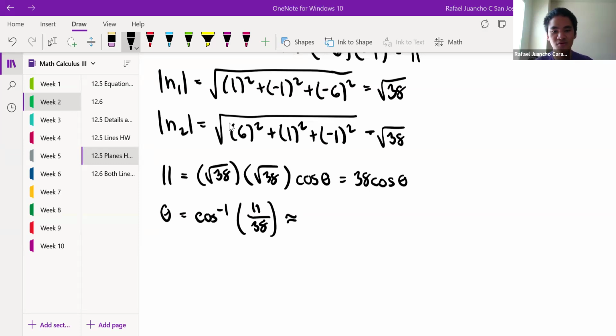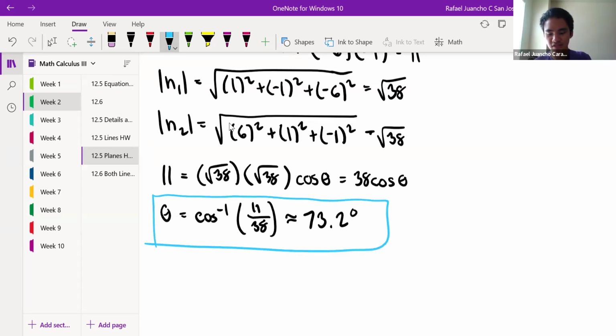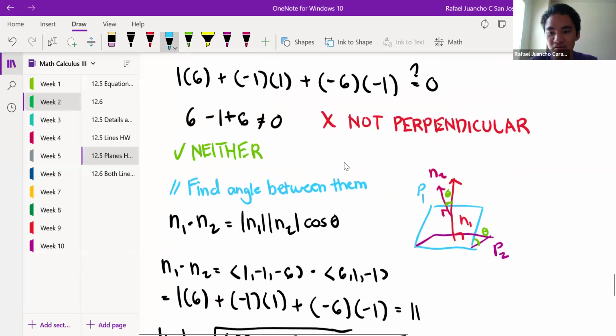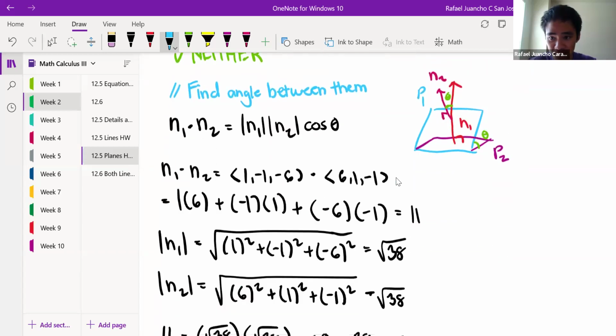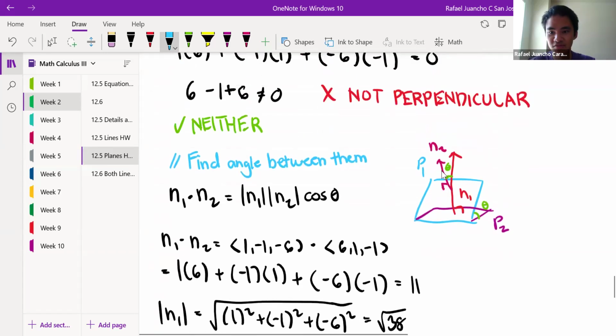Oh, so I have to round it to one decimal place. So I'm going to say 73.2 degrees. Just going to include even the exact answer just to be sure. So that's that angle here for theta, as well as for the two vectors here.